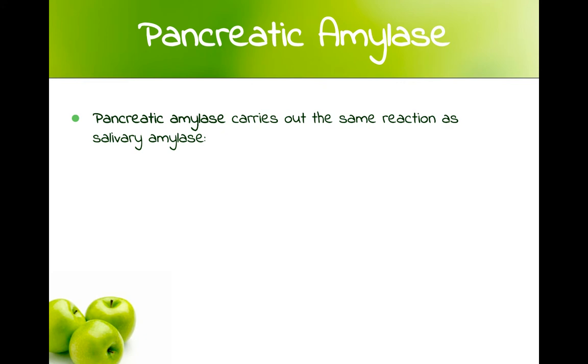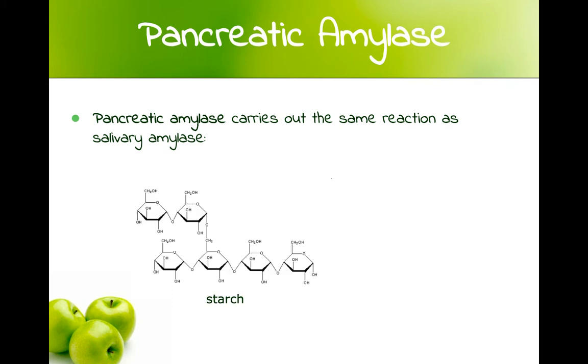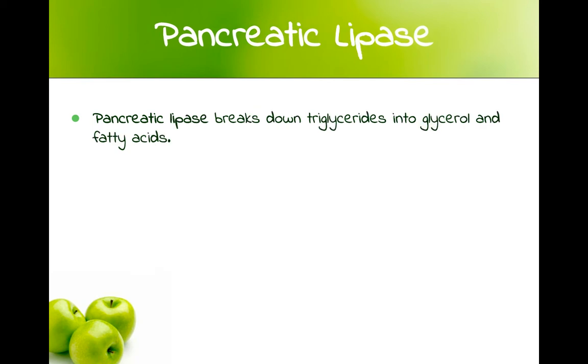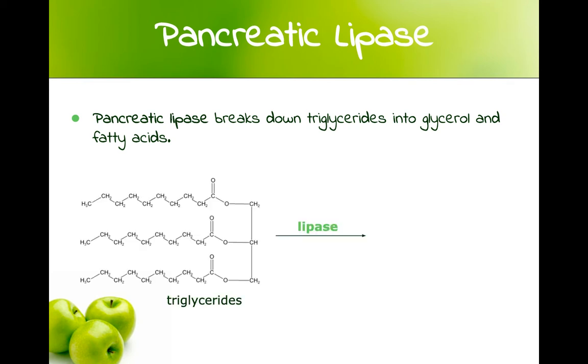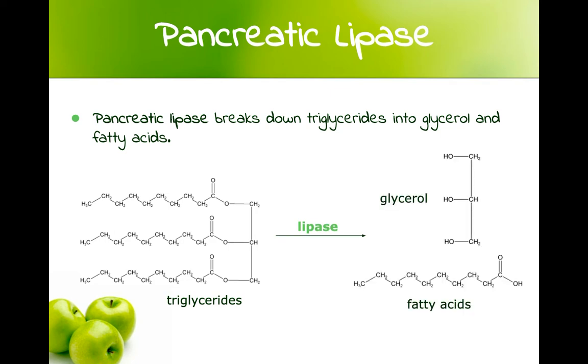Pancreatic amylase carries out the same reaction as salivary amylase. It's just continuing what salivary amylase started, converting starch into maltose. Pancreatic lipase breaks down triglycerides into glycerol and fatty acids. So you have triglycerides, and lipase acts on them to make glycerol and fatty acids.